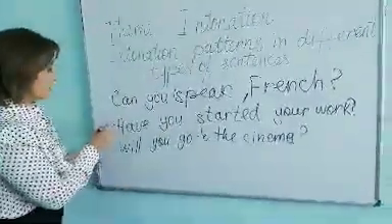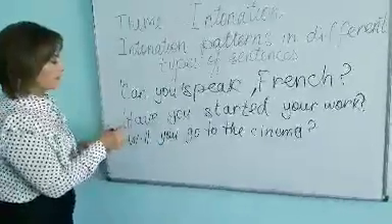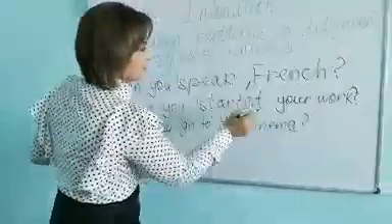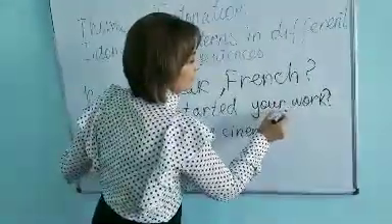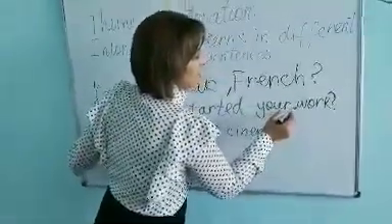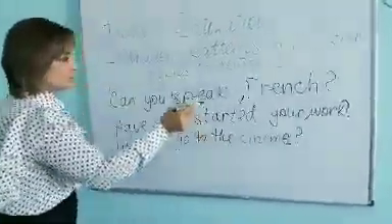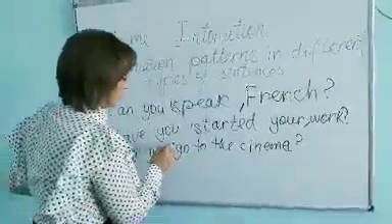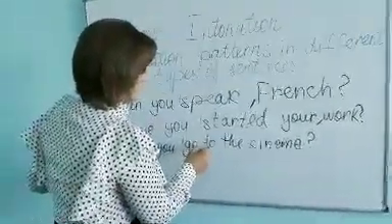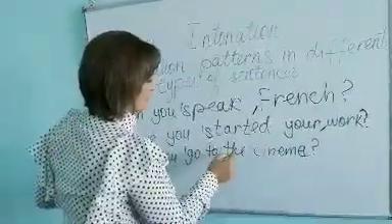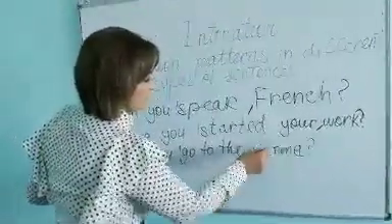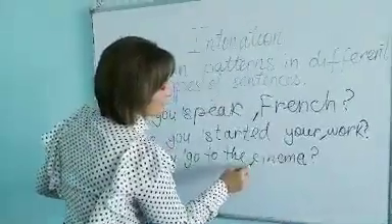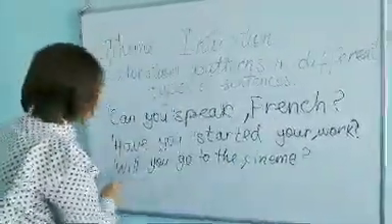And the next one is have. The auxiliary verb have is stressed here. You is unstressed, started is stressed, your is unstressed, and work is surely stressed, as it is the last stressed syllable of an intonation group, which is called the nucleus. And will is stressed here. You is unstressed, go is stressed, and to and the are structure words, so they should remain unstressed. And cinema is a noun, and that's why it is stressed here. We put the stress mark over low rising nuclear tone.